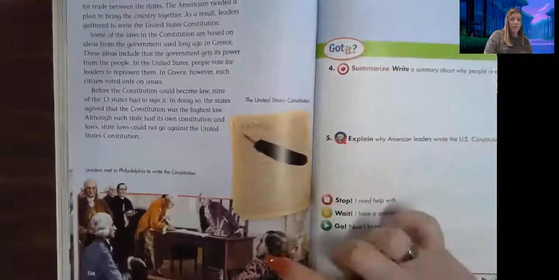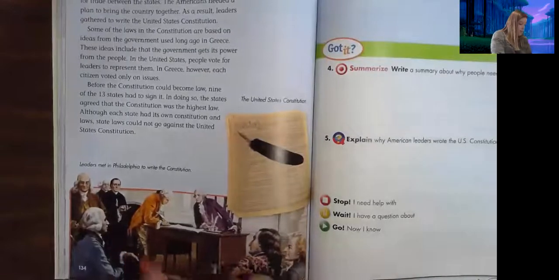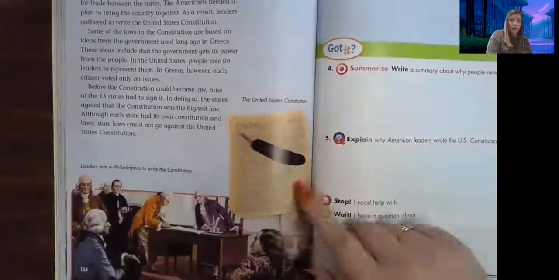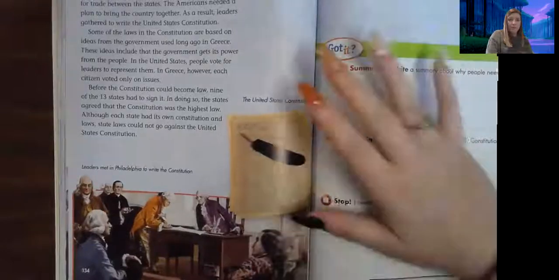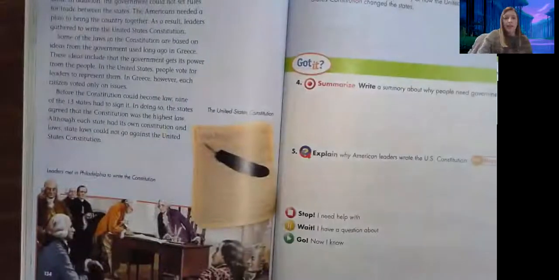Let's go ahead and look at these pictures. So here are the leaders. They met in Philadelphia to write the Constitution. And here's the Constitution right here. All right, that is the end of lesson 1.